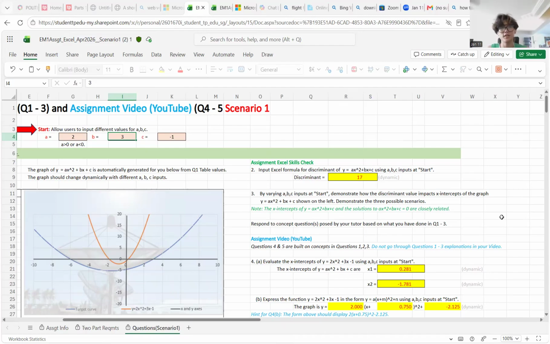Hi, my name is Jansen, and today I'll be solving question 4 and question 5 of this assignment YouTube video. As you can see in question 4, they are asking for the x-intercept of this graph over here.